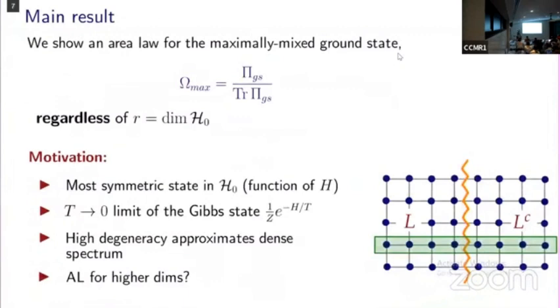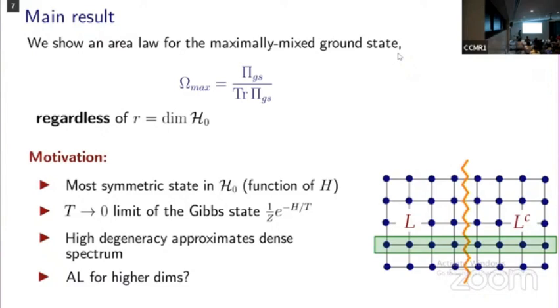Okay, so what are we trying to prove? We're trying to show that in the case where you have many ground states and you don't expect all of them to satisfy an area law, there is one particular state that will always satisfy an area law, and this is the maximally mixed state inside the ground space. Okay, so what I'm going to show, or claim that we showed, is that if you look at this state, then it will satisfy an area law regardless of the underlying degeneracy of the ground space.